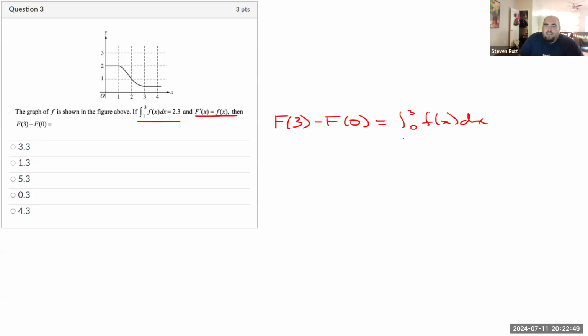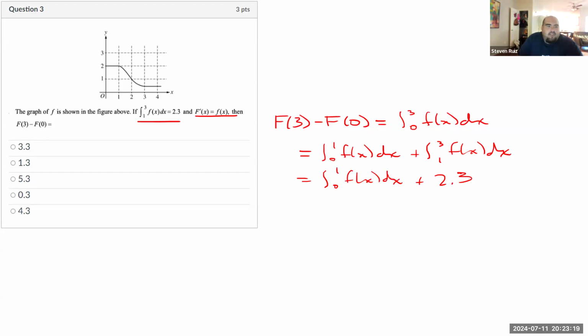So here's what I can say. This is an integral property we've dealt with. The integral from 0 to 3 of this function is equal to the integral from 0 to 1 of this function, plus the integral from 1 to 3 of this function. Do I know what the integral from 1 to 3 is? I think I do. I am given that it is 2.3.